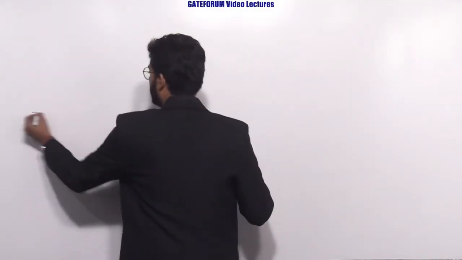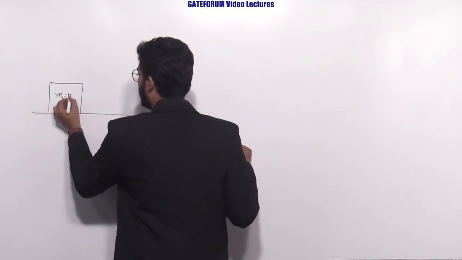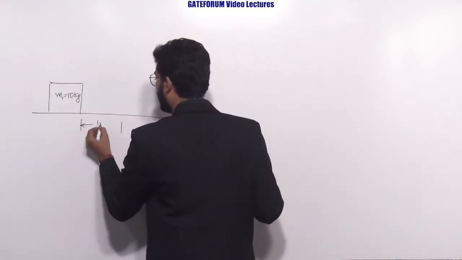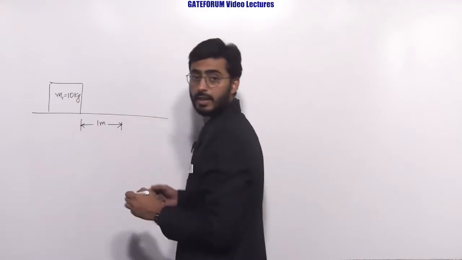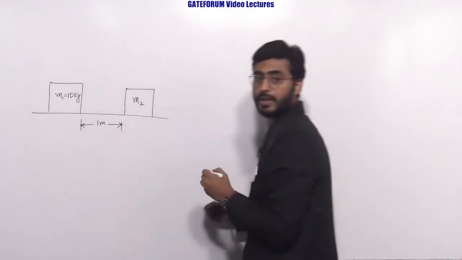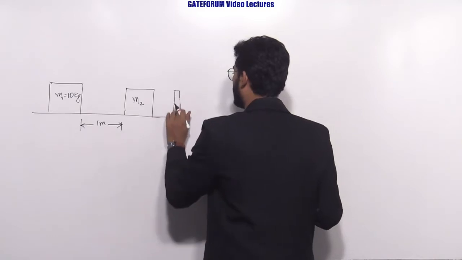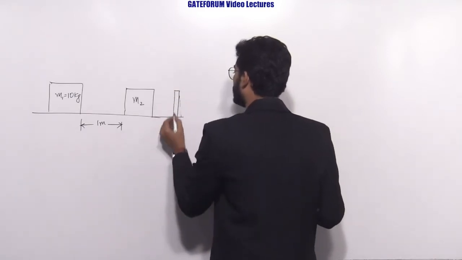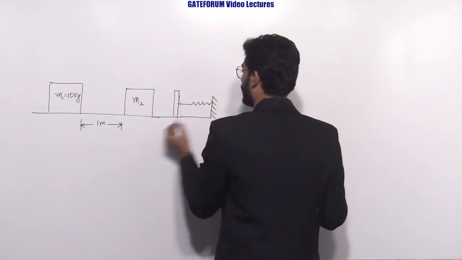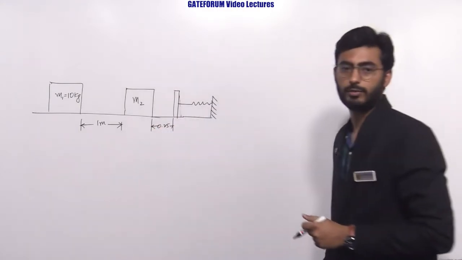Here the mass m1 is given to you, that is equal to 10 kg, and it is moving by a distance of 1 meter. And m2 is another mass, which is moved by a distance of 0.25 meters after that.